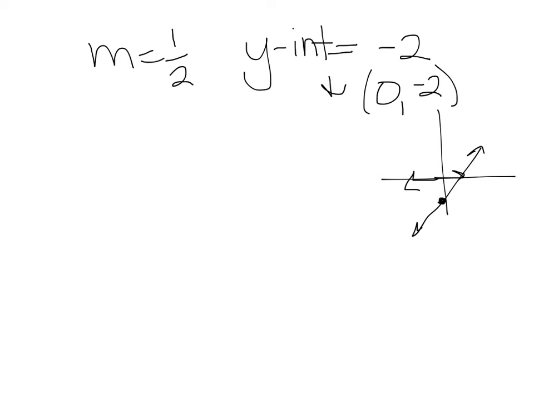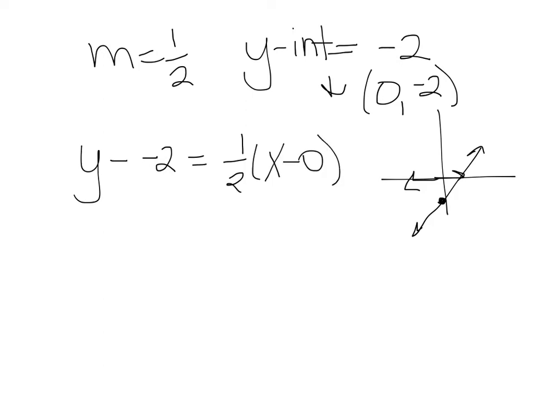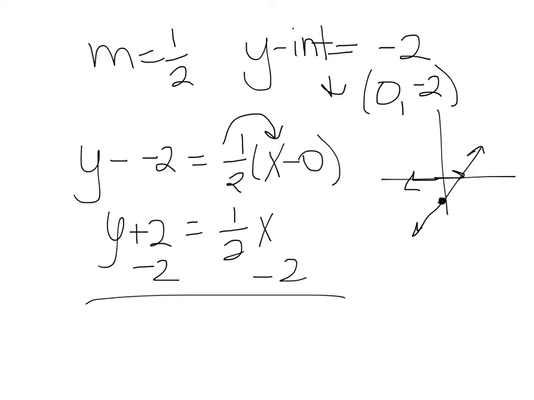Now I can go ahead and do the y minus, oh, and I have a negative 2, right, equals 1/2 x minus 0. So I can clean that sign up. Negative is a positive. And multiply that 1/2 by that x. 1/2 of 0 is still 0. So I'm going to subtract 2. So y equals 1/2 x minus 2. And that's the answer.